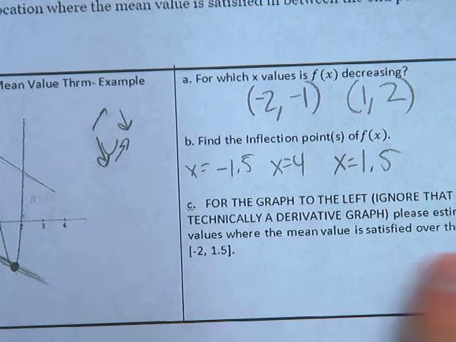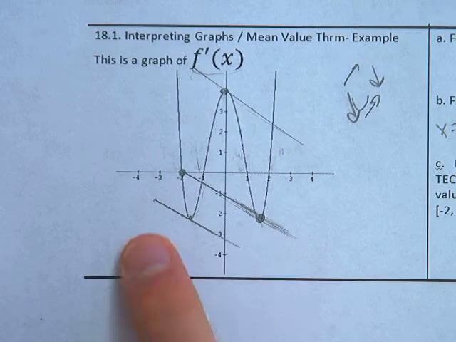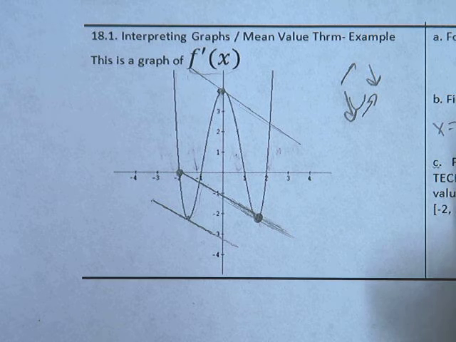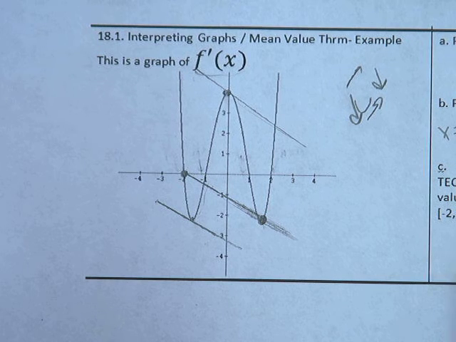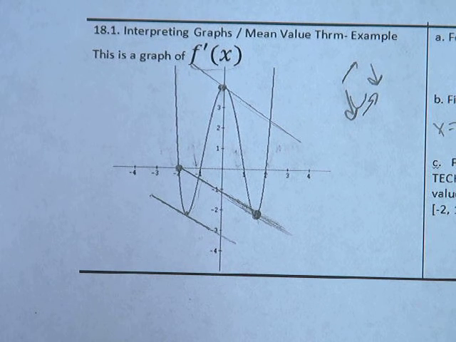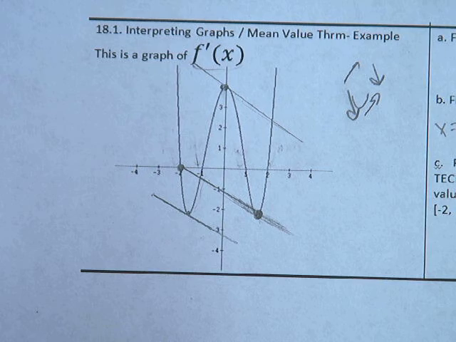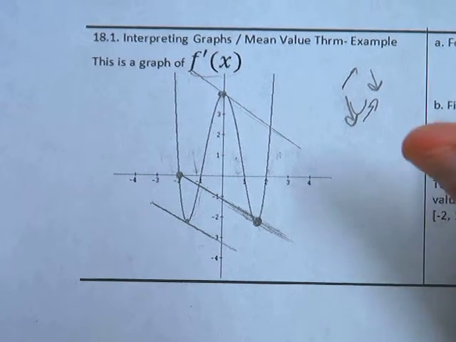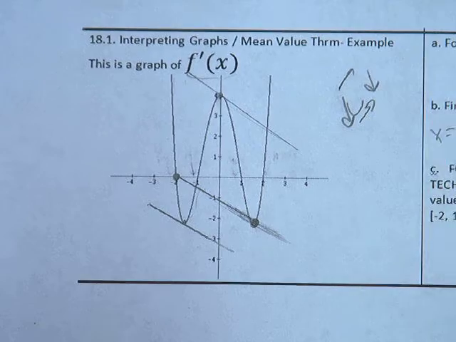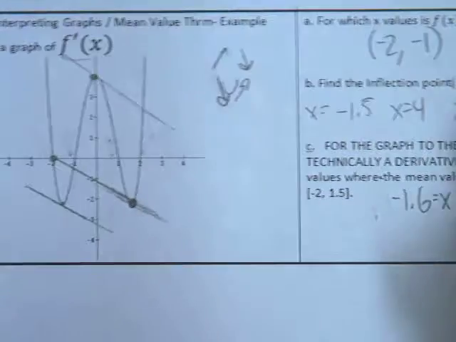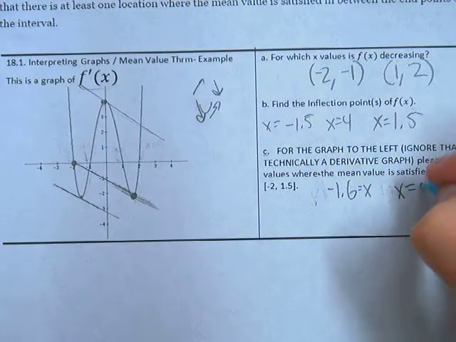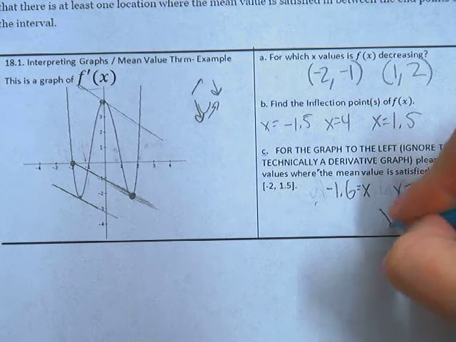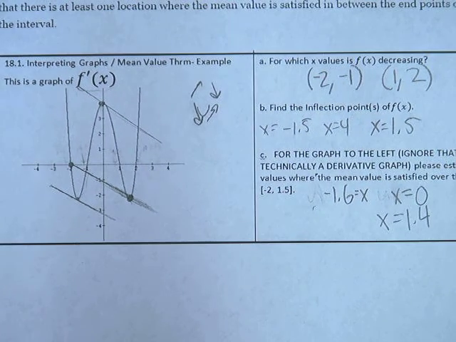So estimate where the mean value theorem is satisfied. Well, it'd be here. So x is equal to -1.6, x is equal to, next value was around 0, and lastly at about 1.4. And those are the 3 points that I said the instantaneous slope equaled the average slope.